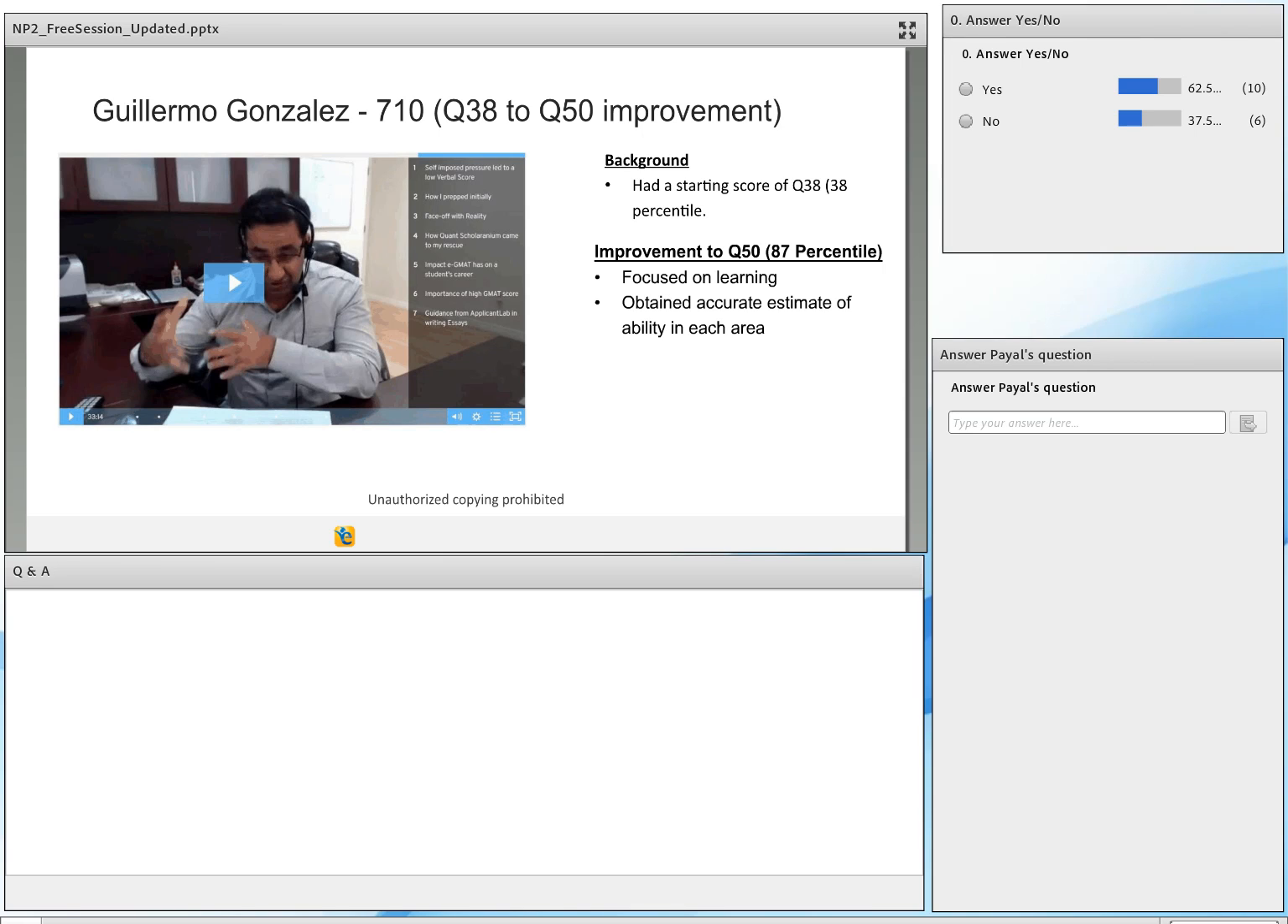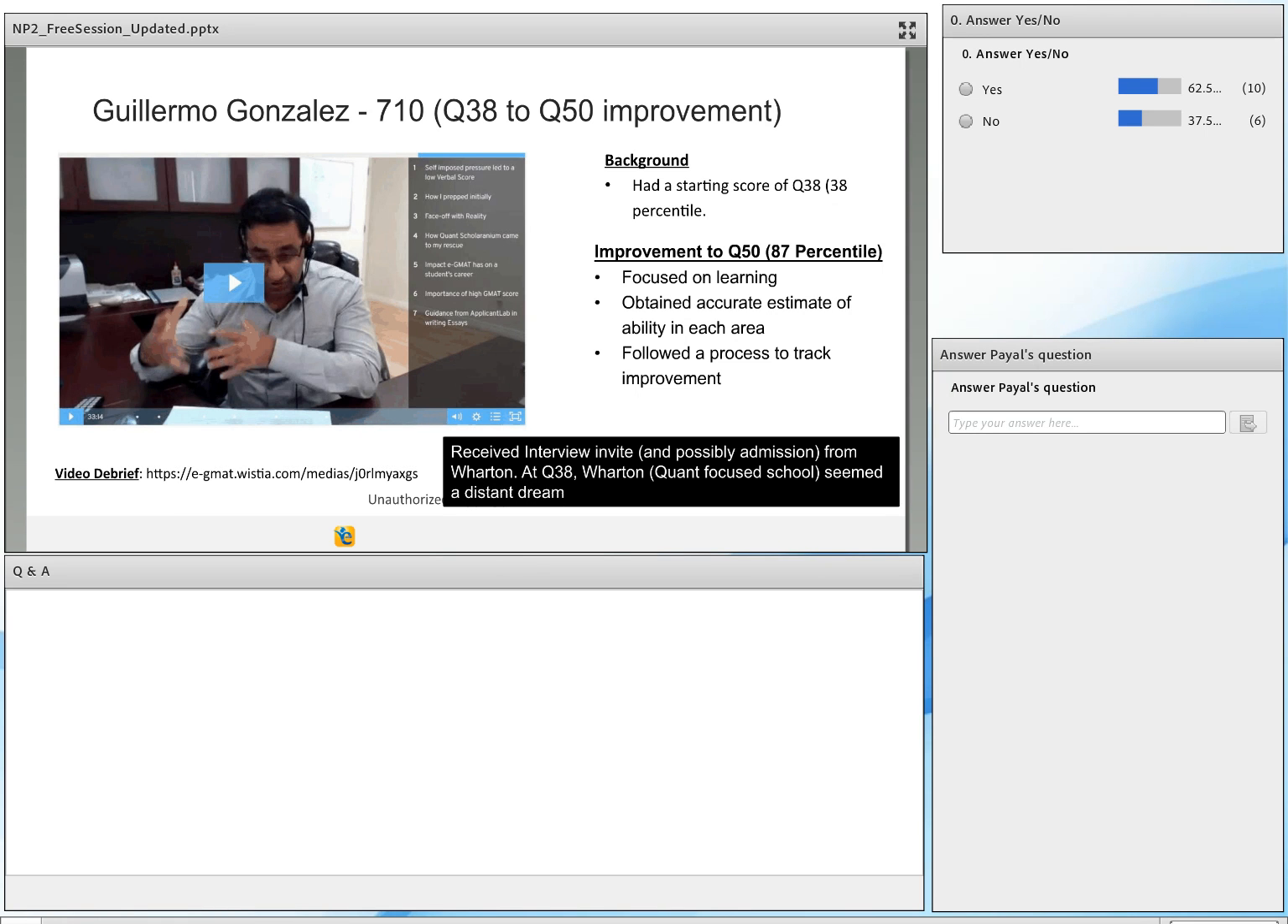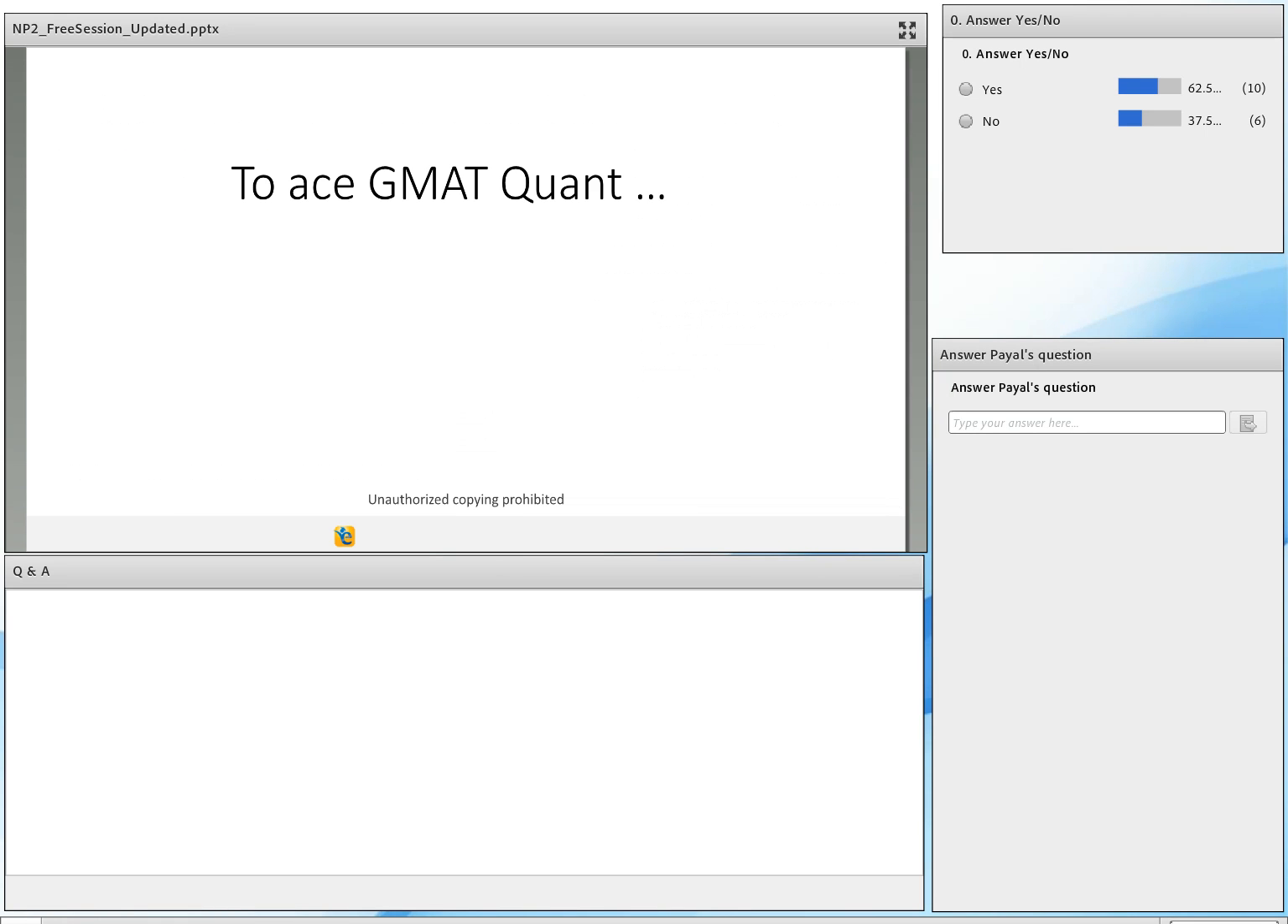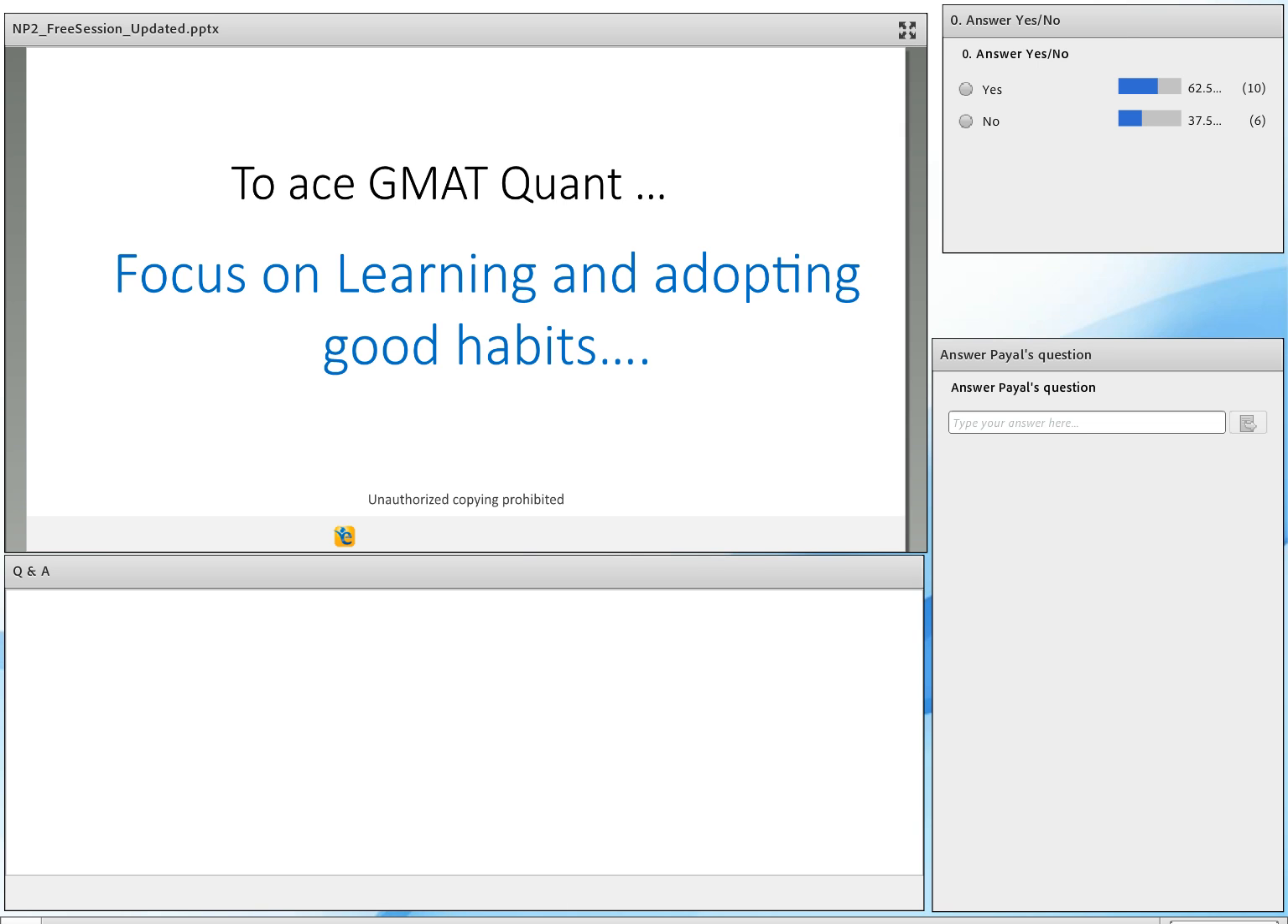And he was short on time. So he used Quant Scholaranium to isolate areas where he needed the most help. And that's very important, to know what it is that you need to work on versus what it is that you've already mastered. And you do that through the feedback that you receive from your e-GMAT course. Now, like Leonardo, he used the custom quiz feature to ensure that he did indeed improve on these topics.